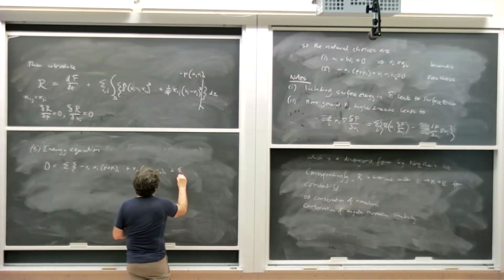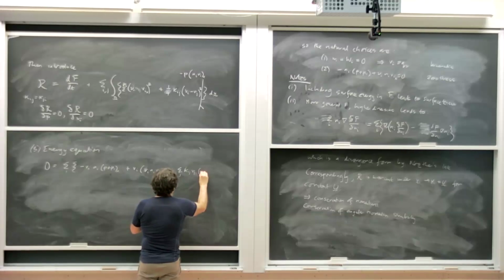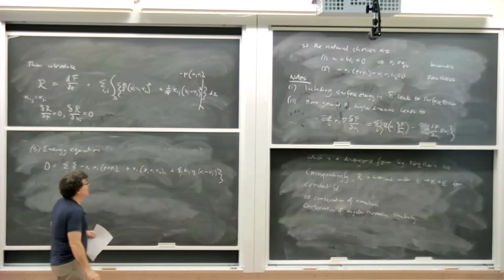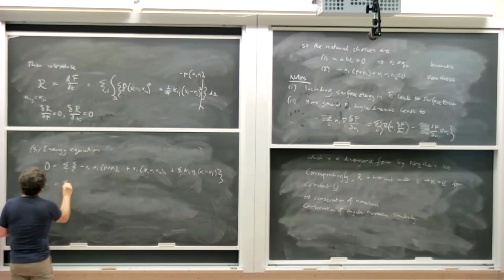And plus sum over j, Kij, Vi minus Vj. Okay, so that's a routine manipulation. I've taken my original momentum equations, multiplied them by the corresponding velocity fields, and just written the thing down again. And now the playing around with it comes in. Okay, so that equals sum over i.